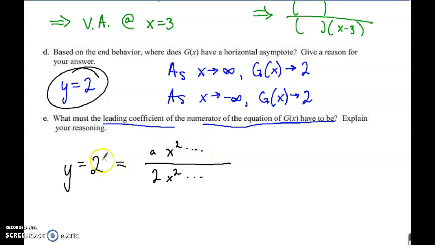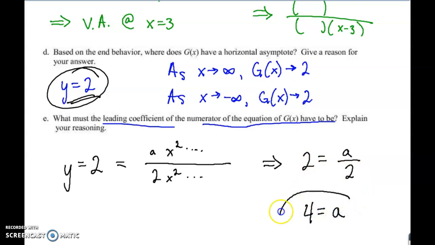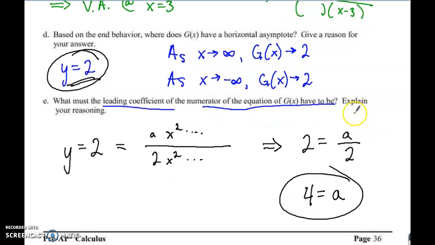In order to get a non-zero horizontal asymptote, when you divide the leading coefficients, it must equal that value. So essentially what this means is that the leading coefficient in the numerator, when you divide by 2, the leading coefficient in the denominator, must equal 2, the horizontal asymptote. So multiply 2 over, 2 times 2 is 4, equals A, the leading coefficient in the numerator. Now this one, I think showing your work is good, but if you wanted to write out your own explanation for your reasoning, I would support that.